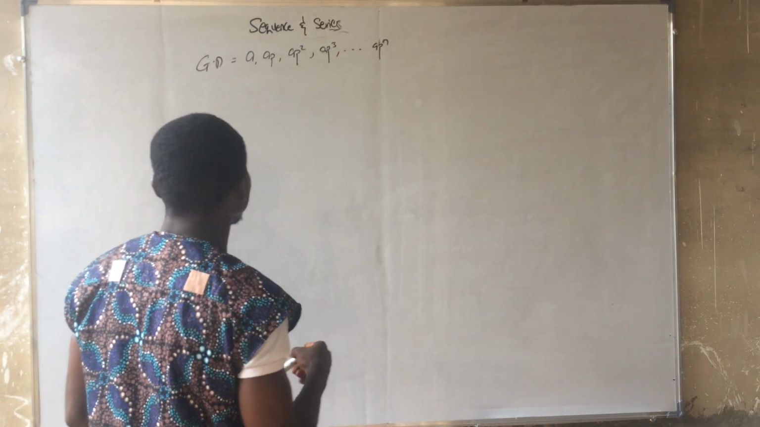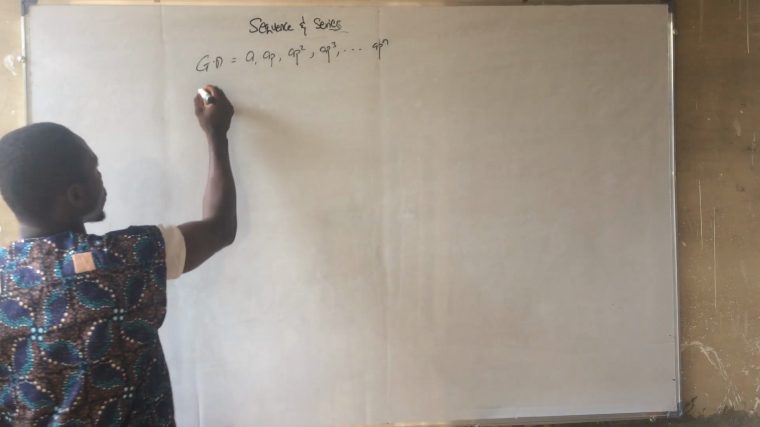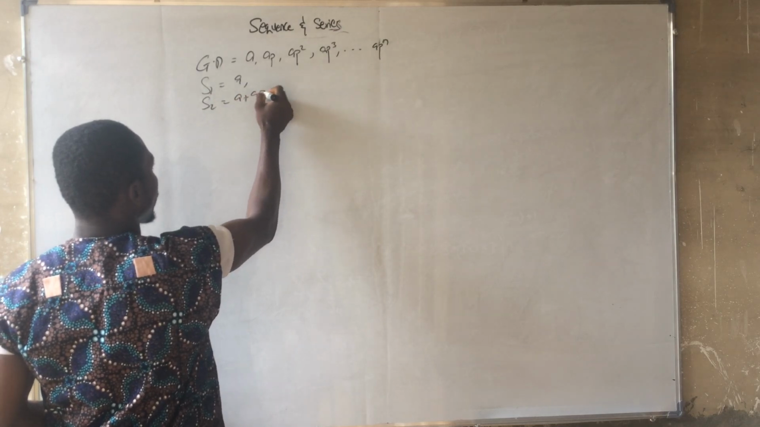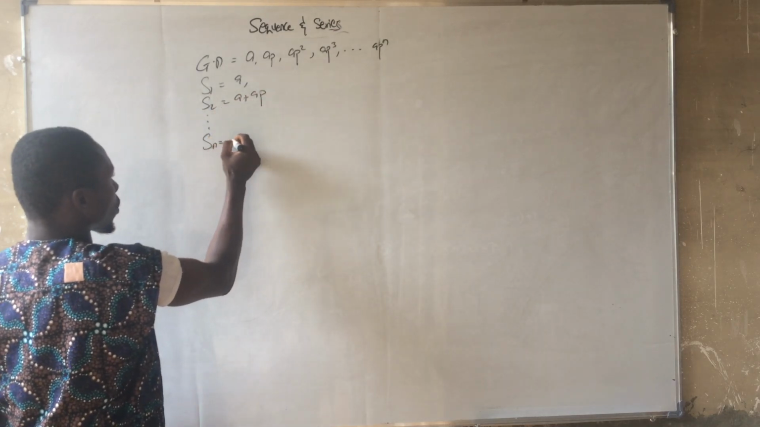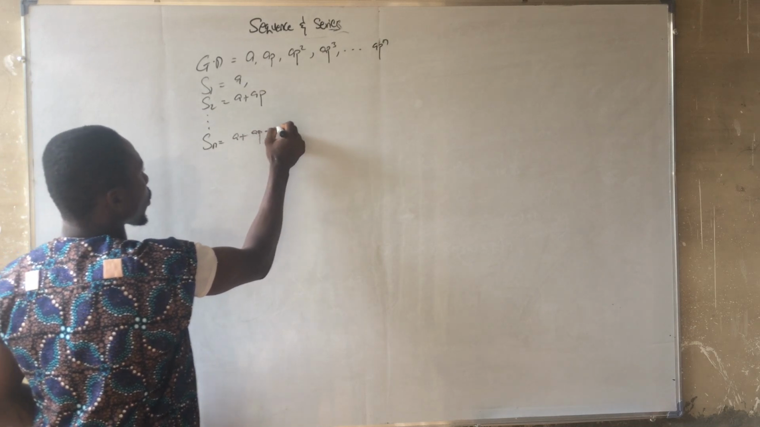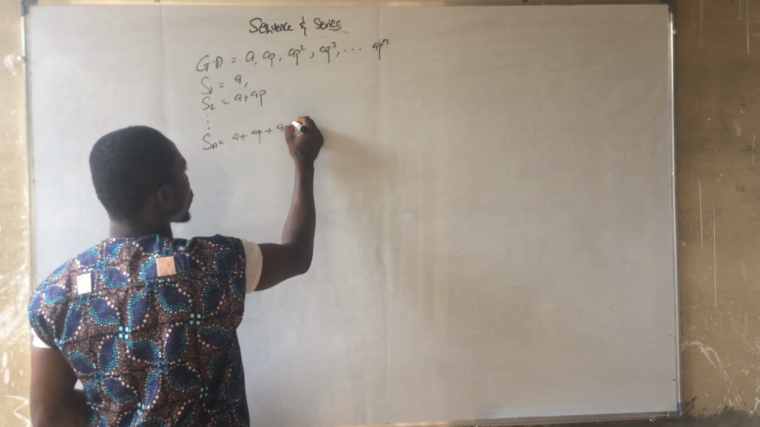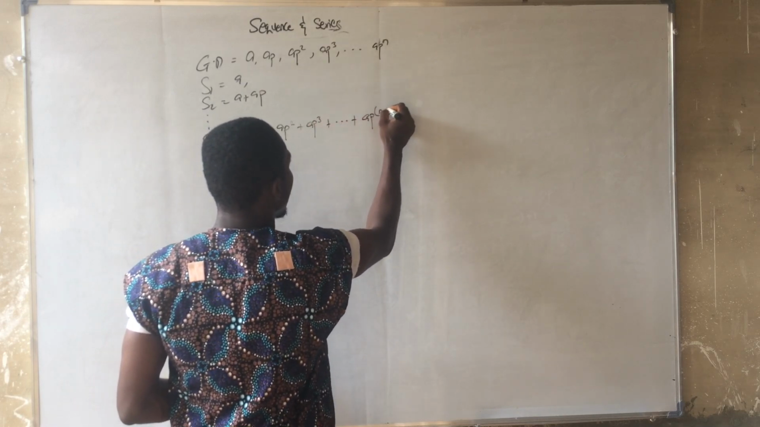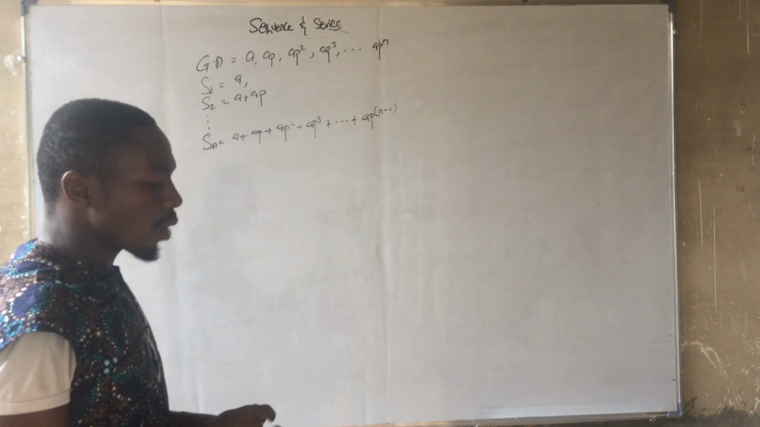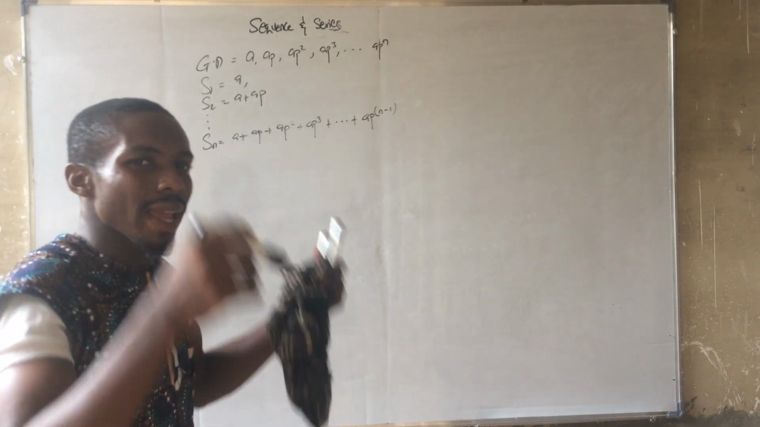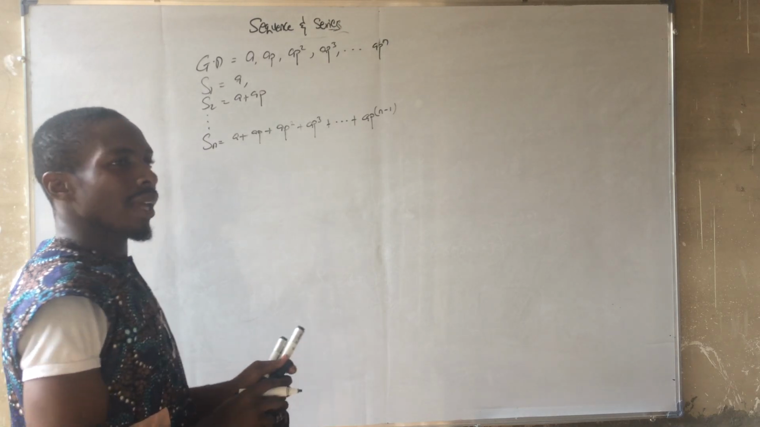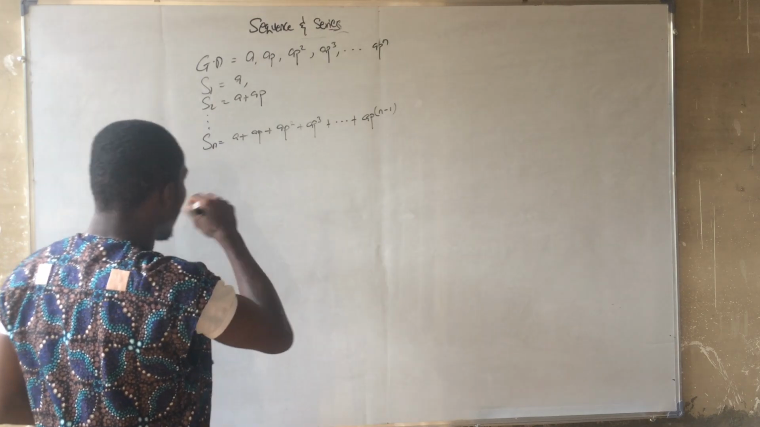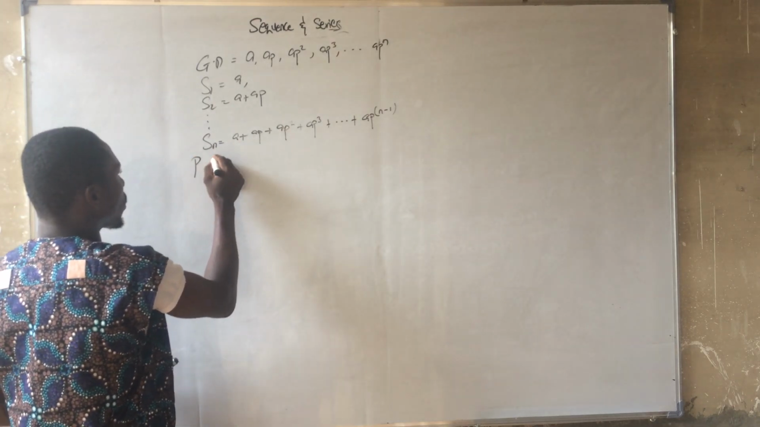So when I want to derive the formula, we say S1 is equal to A, S2 is equal to A plus AP, down till Sn is equal to A plus AP plus AP square plus AP cube plus dot dot dot plus AP^(n-1). Now I want to find the sum to n. So now we multiply this one by P.